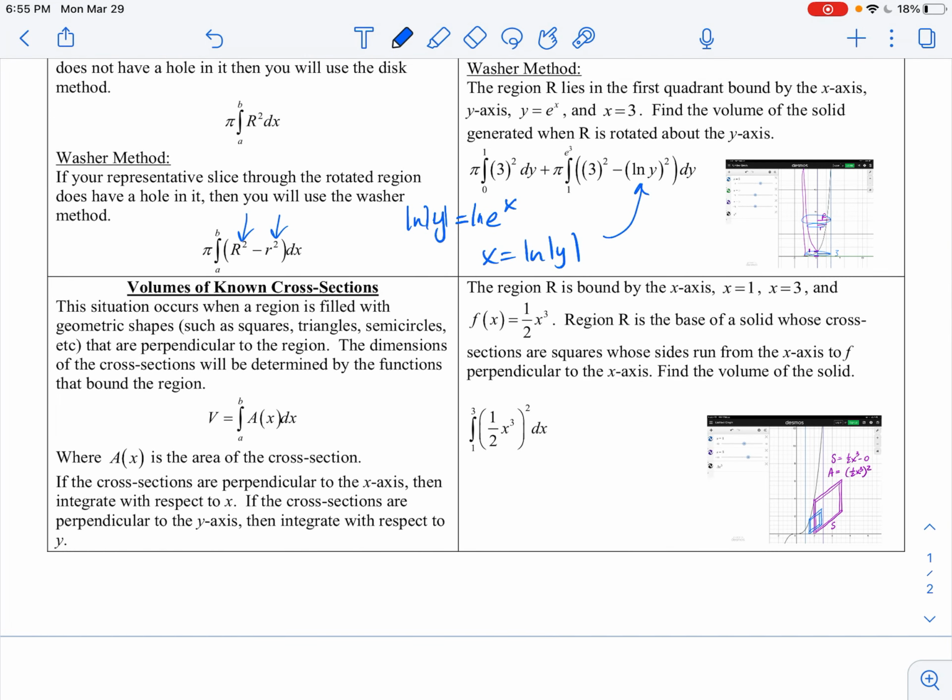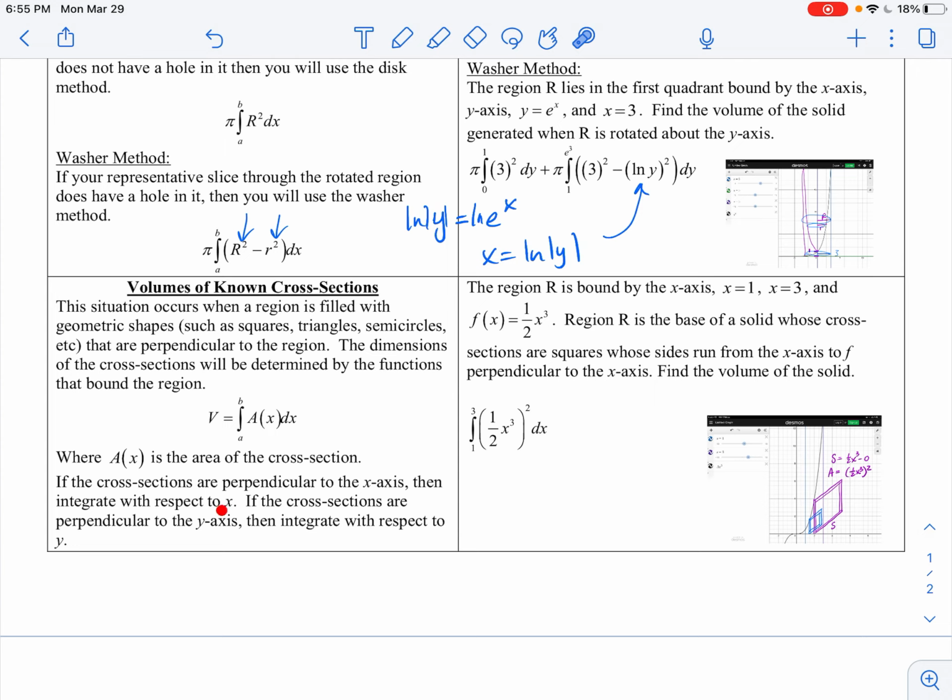Okay, so volumes of known cross-section. The situation occurs when a region is filled with geometric shapes. We work with squares, triangles, semicircles that are perpendicular to a region. The dimensions of the cross-sections are determined by the functions that bound the region. And so the volume is some integral from a to b of the area dx, and it says A of x is the area of the cross-section.